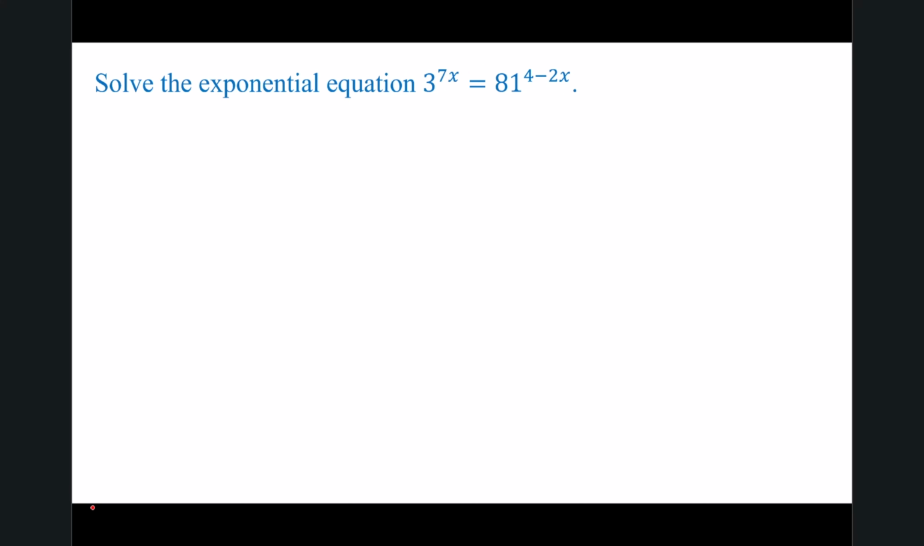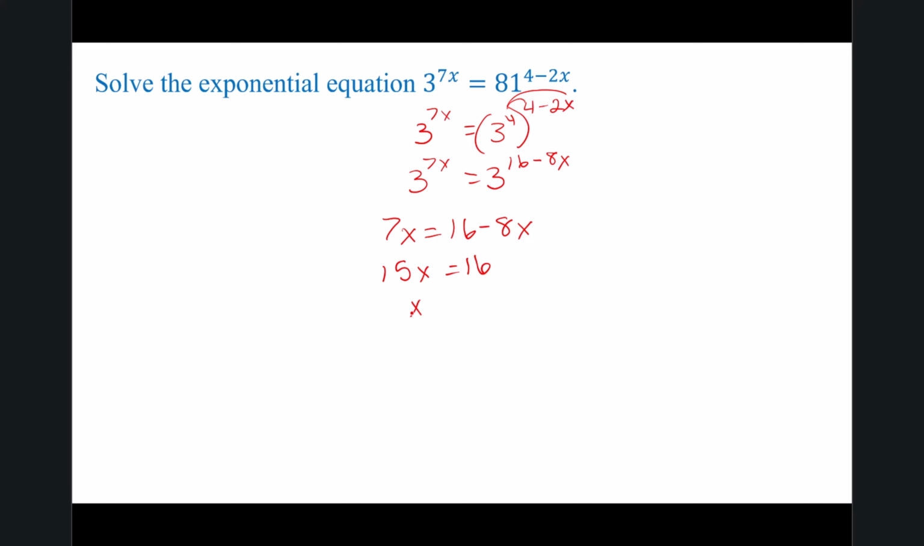Let's solve this equation: 3 to the 7x equals 81 to the 4 minus 2x. The way it's written right now, we don't see the same base, but 81 is 3 to the 4th power. So I have 3 to the 4th to the 4 minus 2x. On the right side there, I can multiply my exponents. I have to distribute through to multiply them, so I get 3 to the 16 minus 8x. Now I have 3 to some power equals 3 to some power. I can set those two exponents equal to each other and solve for x. So I'll add 8x to both sides and get 15x equals 16. Divide by 15 and I get x equals 16/15.